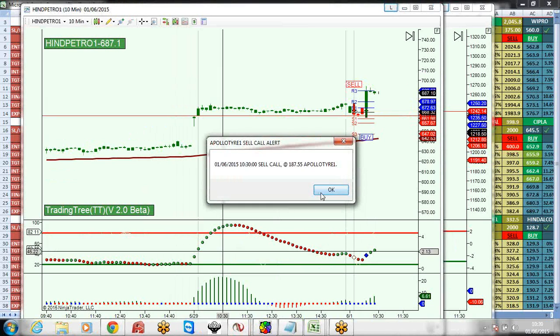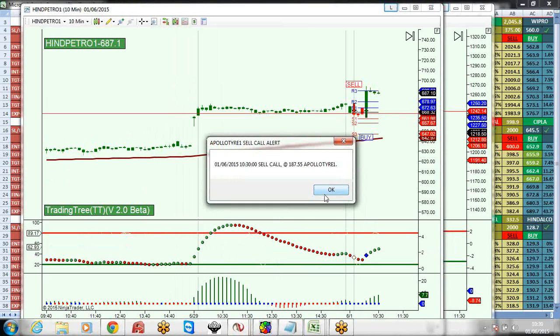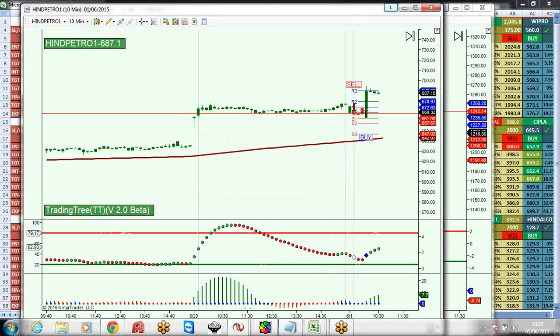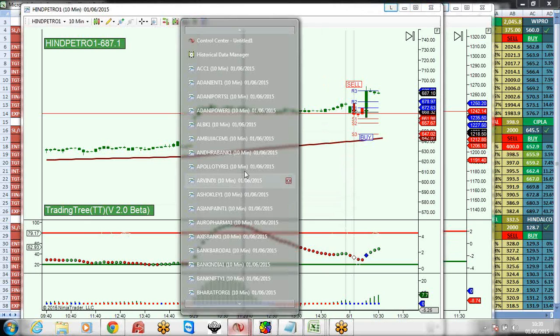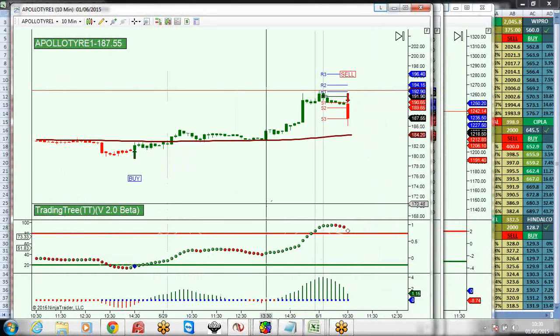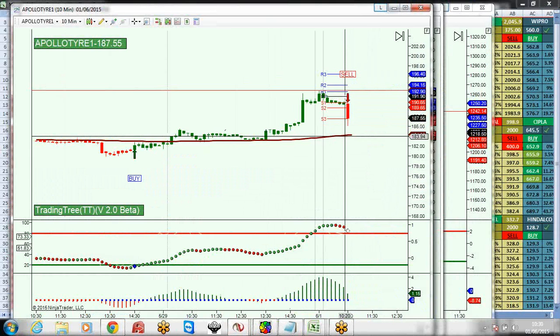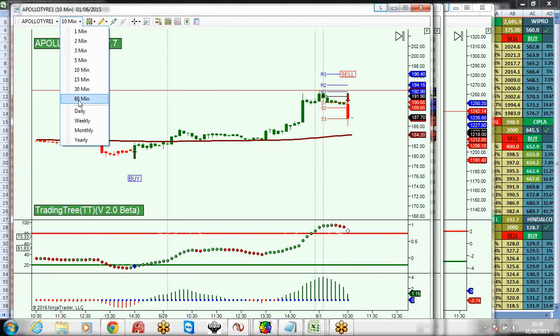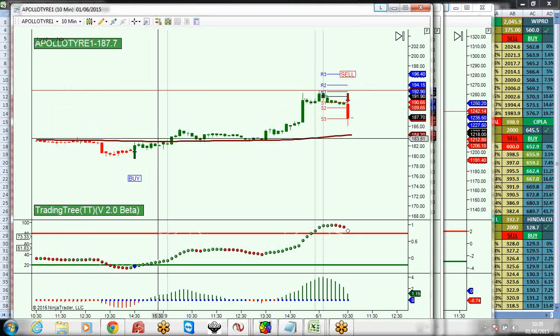There is a sell call in AGLLOTYRE1. We have a sell in Apollo Tyre. Let's avoid this for the time being. I'll tell you the reason why we should avoid this.